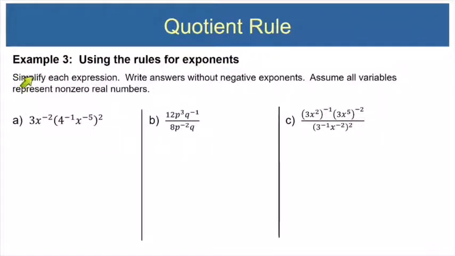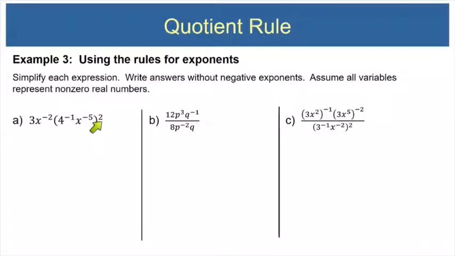Here's another example for us to just continue practicing with the negative exponent rule. It says simplify each expression, write answers without negative exponents. So let's take a look at part A. Here we have 3x to the negative 2 times (4 to the negative 1, x to the negative 5), all squared. And you have to decide how you're going to approach the problem.